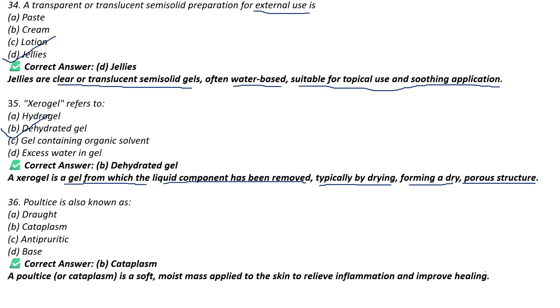Poultice is also known as: options are draught, cataplasm, antipruritic, or base. So a poultice or a cataplasm is a soft, moist mass applied to the skin to relieve inflammation and improve healing. So we can say option B is the correct answer for this question.